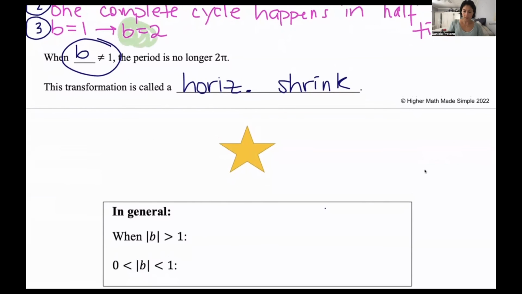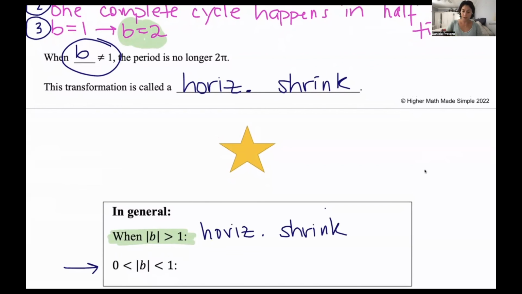Okay, so now since the b value is 2, that is going to be in this category, right? So 2 is bigger than 1. So we found out that when the b value is bigger than 1, there is going to be a horizontal compression or a horizontal shrink. So we are going to see that when that number is between 0 and 1, it's going to be a stretch.